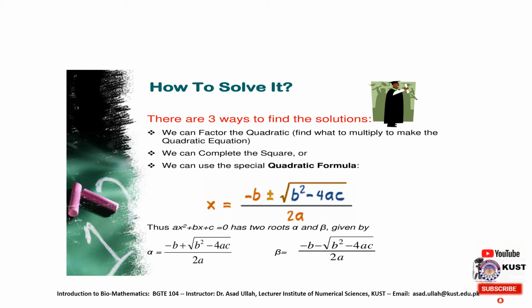Here the two roots, minus b plus square root of b square minus 4ac divided by 2a, is denoted by alpha, and minus b minus square root of b square minus 4ac divided by 2a is denoted by beta.